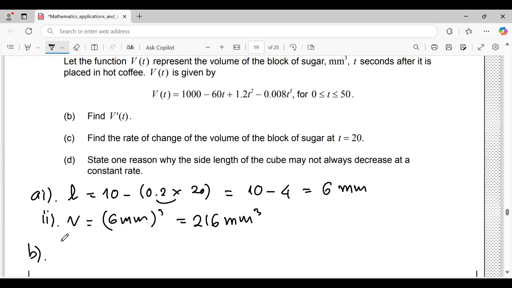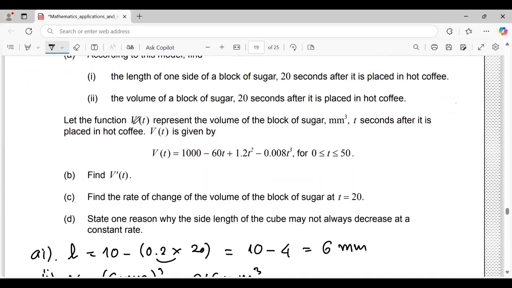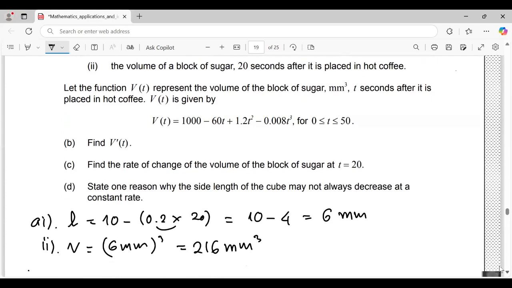Part D. Find the derivative of V(t). But the information: let the function V(t) represent the volume of the block of sugar, in millimeters cubed, t seconds after it is placed in hot coffee. V(t) is given by this one. So this is the function of volume of the block of sugar when placed in hot coffee. Okay.